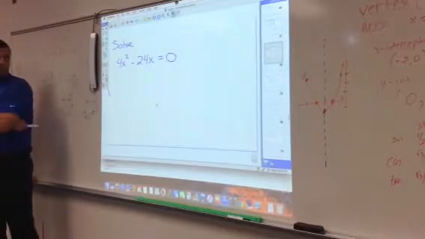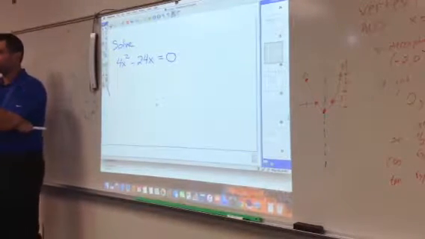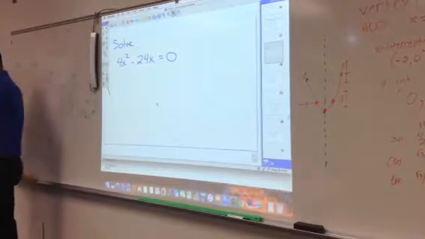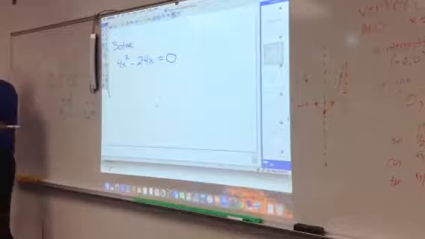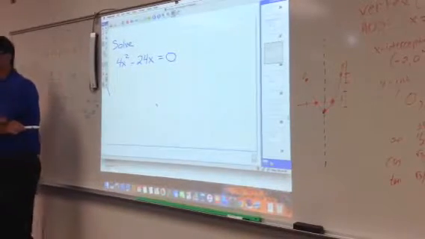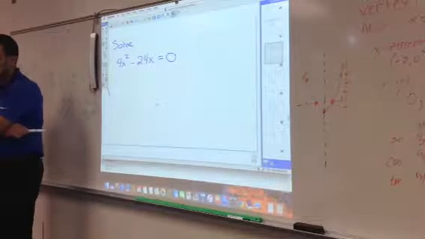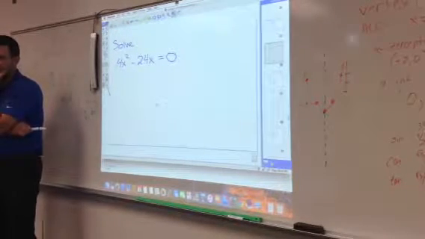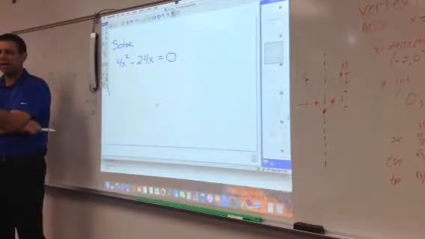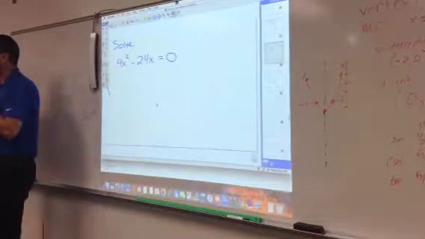Here's my first little tip. When I see only two terms, 4x squared minus 24x, most of the time I'm going to try to factor it by using the greatest common factor. Very similar to the one I just did with the football, kicking the football. So when I see only two terms, I'm going to try to factor this by just taking out the greatest common factor.